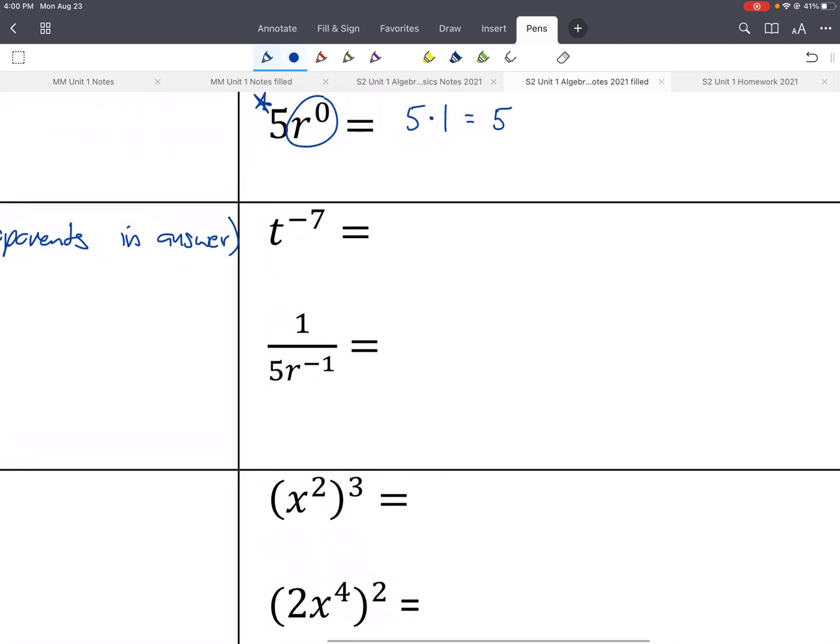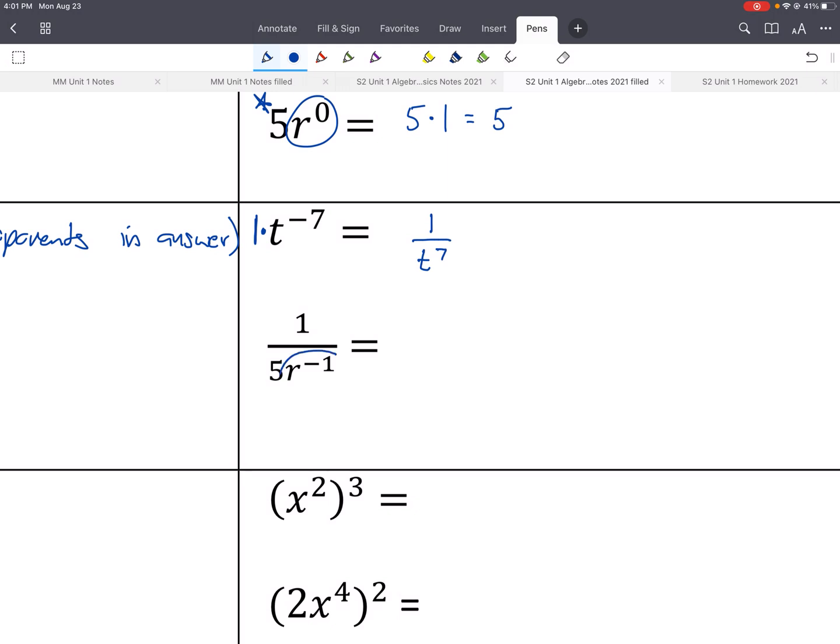All right, so here we could rewrite this as 1 over t to the positive 7. Those are the same. If you're wondering where that 1 came from, well, remember, we said that every variable has a coefficient, okay? And that 1 isn't being affected by that negative 7. So that 1 will stay. The t to the negative 7 goes to the bottom, and we change its sign. Just the exponent, okay?